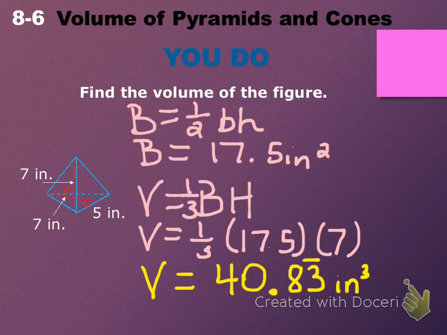So if you did it correctly, you should have found the area of the base to be 17.5 inches squared. And then when you found the volume, it should have been 40.83 repeating inches cubed.